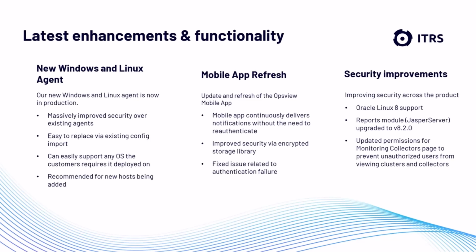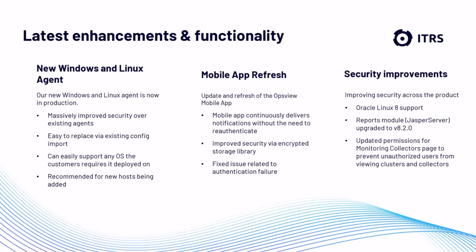Next up, we've got the mobile app refresh. This was an update and an overall refresh of the entire Opsview mobile app that we have today. One of the primary use cases that we find customers use it for is notifications. So we made sure that we fixed an issue around needing to re-authenticate to be able to receive those notifications. As part of this, we've also improved security via an encrypted storage library and fixed an issue related to that authentication failure. Ultimately, making sure that you can use the primary use case of it, that notification feature, without being interrupted.